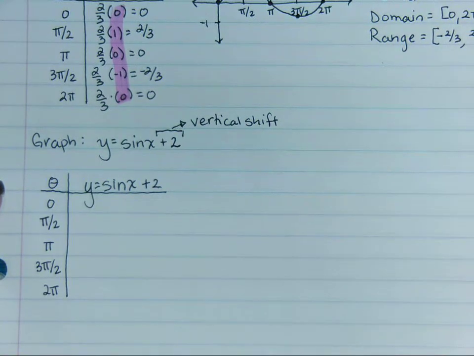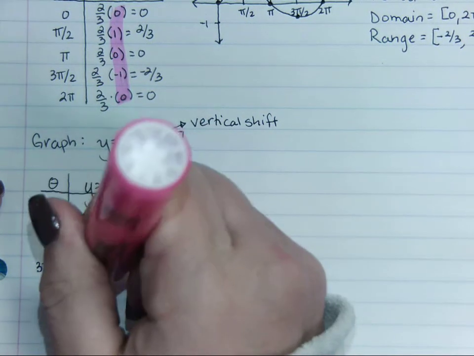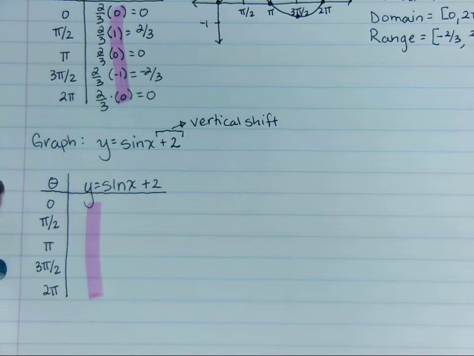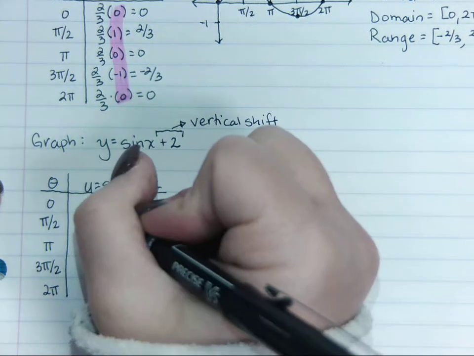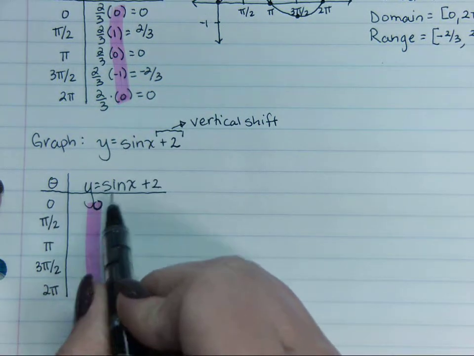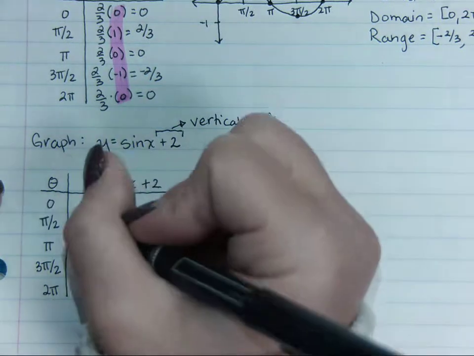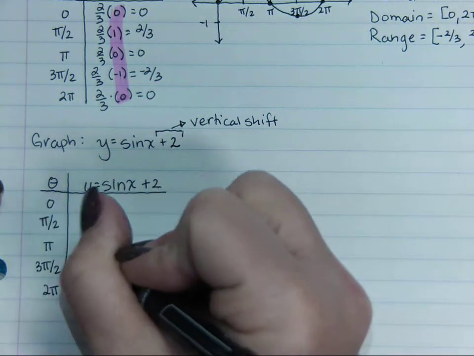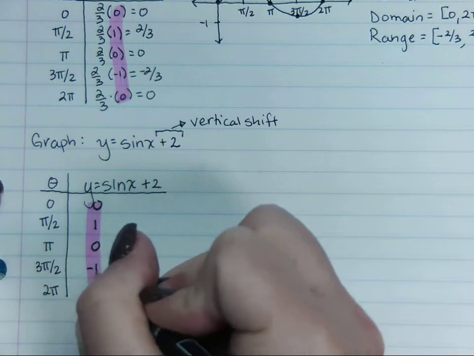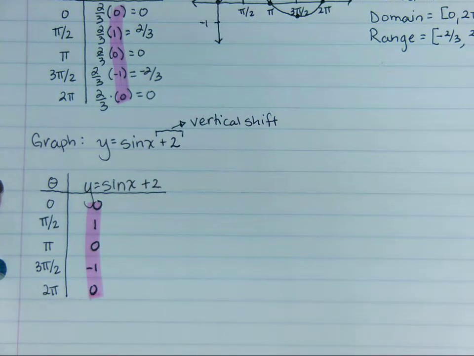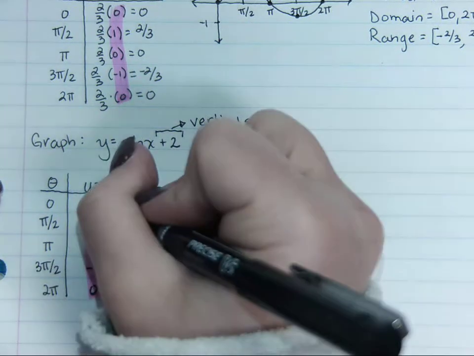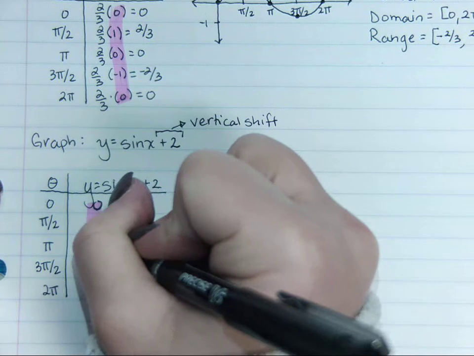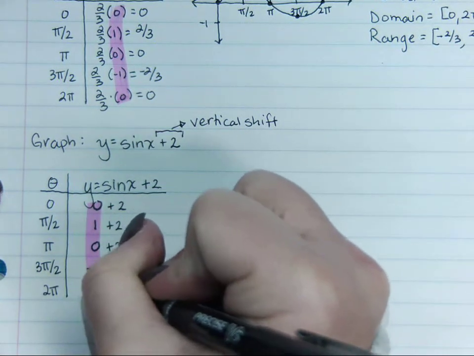All right, so again, remember that the first thing you want to do is write down the original sine outputs. You can see them up here in pink. Again, at 0, the sine of x is 0. At pi over 2, sine of x is 1. At pi, we're at 0, then -1, and 0. And when we have this extra plus value over here, that says we need to add 2 to all of these original output values.